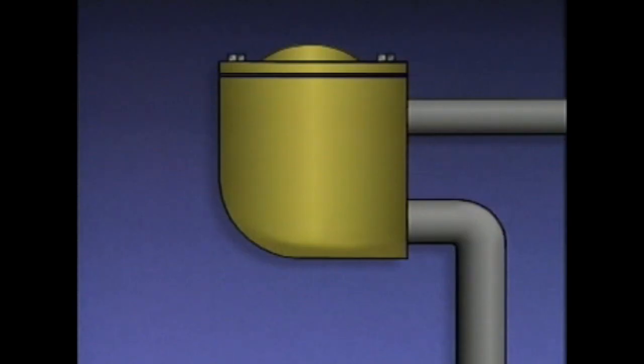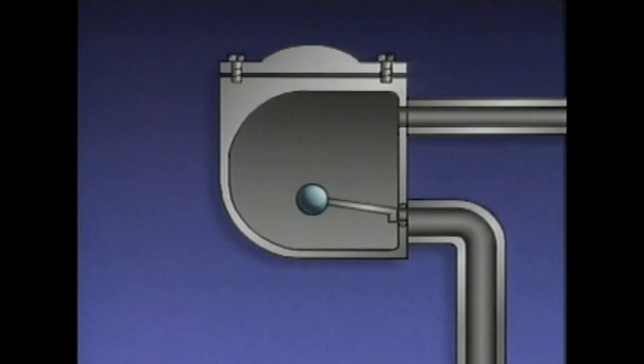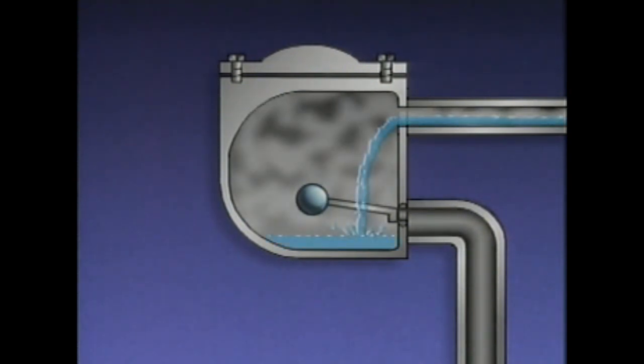Here's a simplified illustration of a float trap. Let's look inside to see how it works. When condensate forms in the steam system, it drains into the trap. Some steam enters the trap with the condensate. The denser condensate sinks to the bottom of the trap, while the less dense steam stays near the top. A float rides on the surface of the condensate. The float is connected to a valve through a connecting rod.